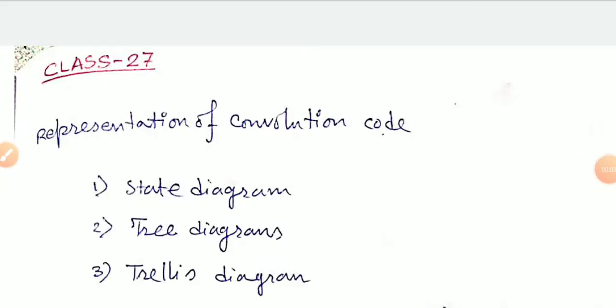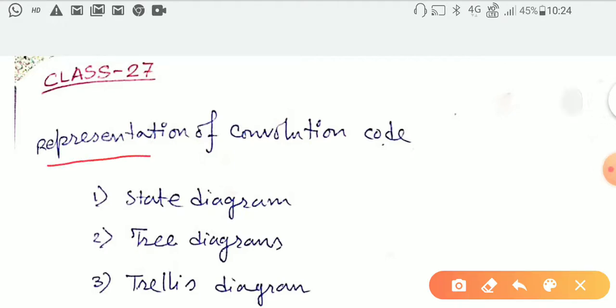Today we discuss the representation of convolution code. In the last few classes, we already discussed the various processes by which convolution code can be encoded. Today we discuss the representation of convolution code.